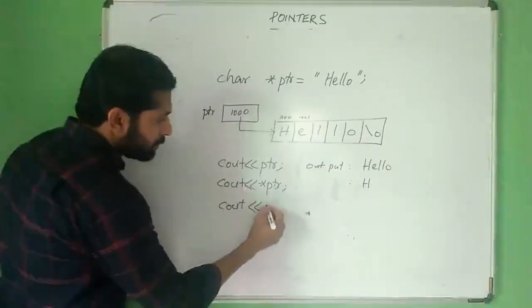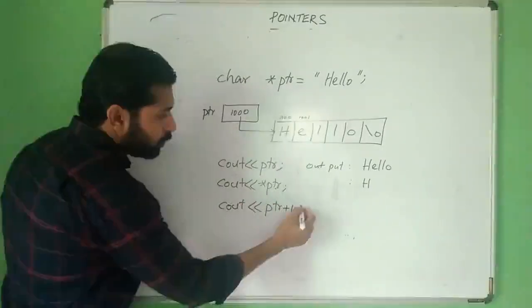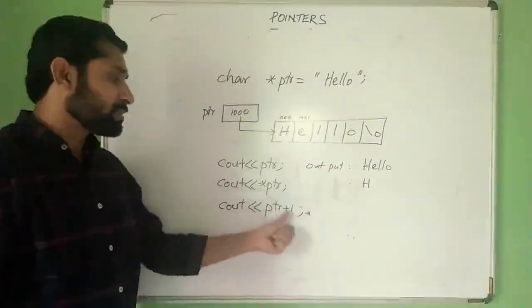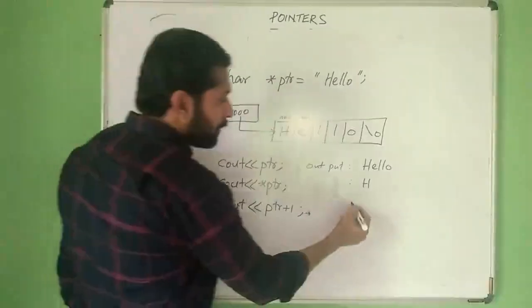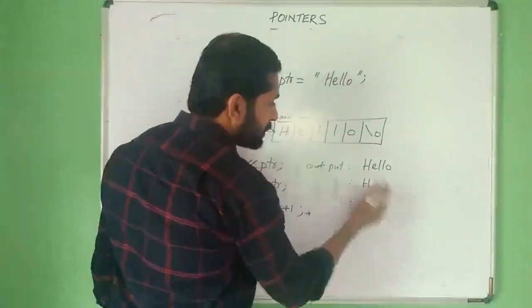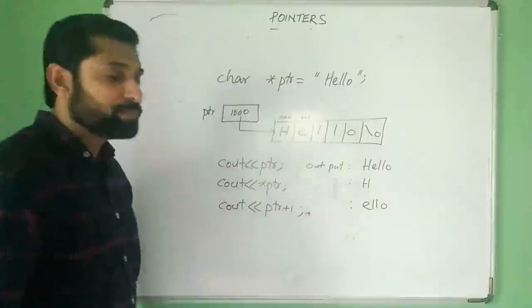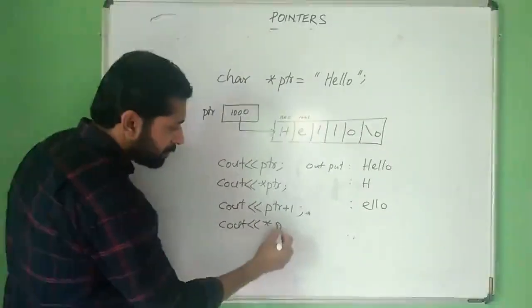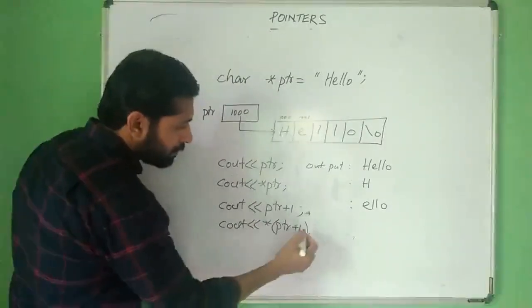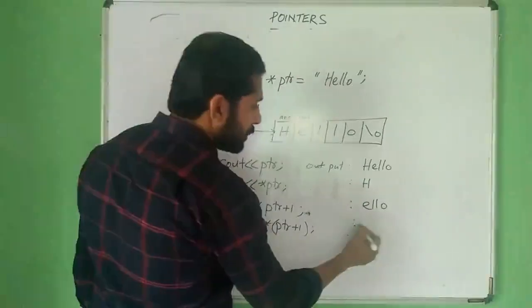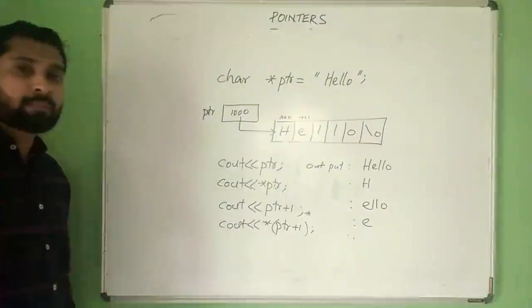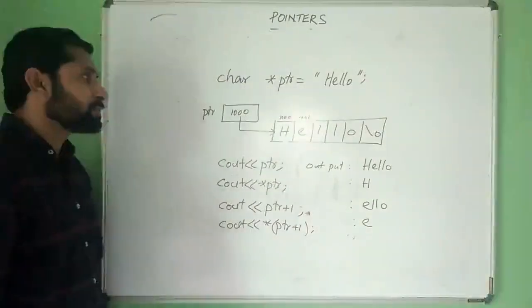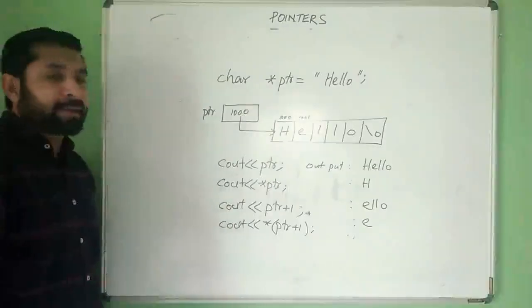cout ptr plus 1, without any star. The output will be ello, starting from the second character. Then cout *(ptr plus 1), the output will be e. So this is the way how we can manipulate strings using character pointer.